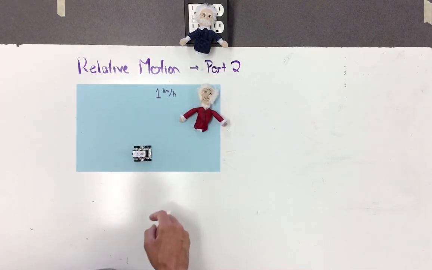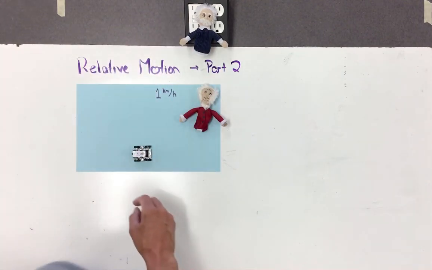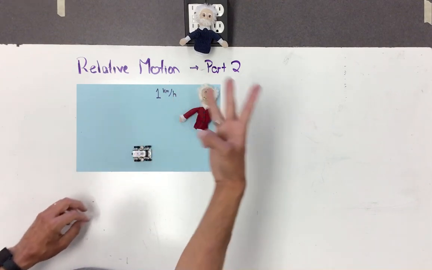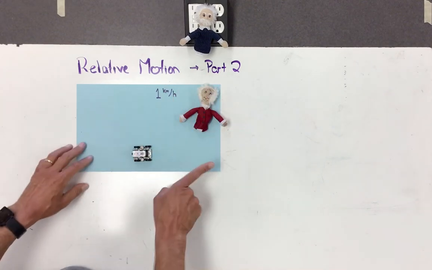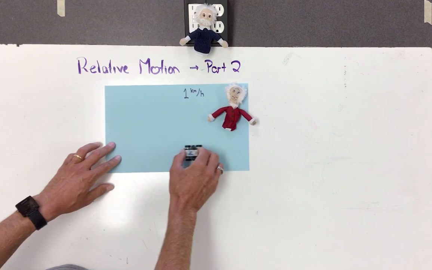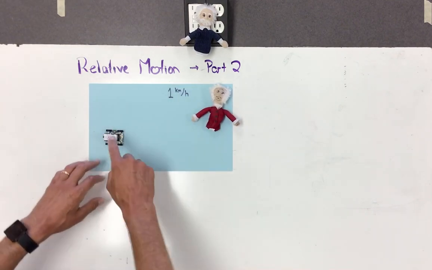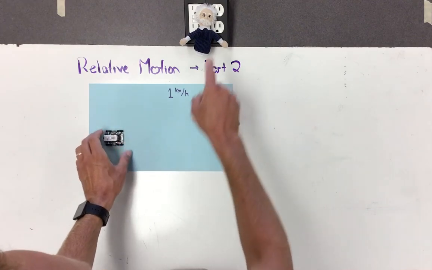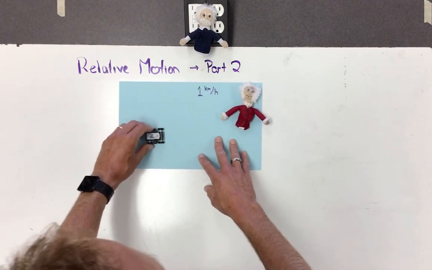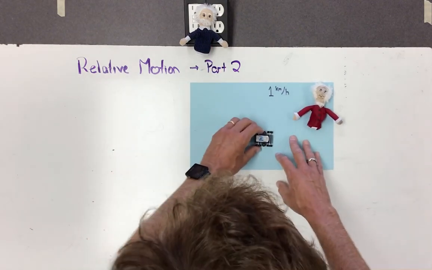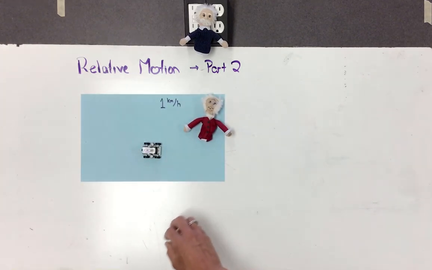Albert would argue, if he had his little radar gun, that the car is moving by at a rate of 3 kilometers per hour, happens to be going to the right. The car could just as easily argue that from its perspective, nothing's moving in the car, but Albert's moving backwards at a rate of 3. That's relative motion.